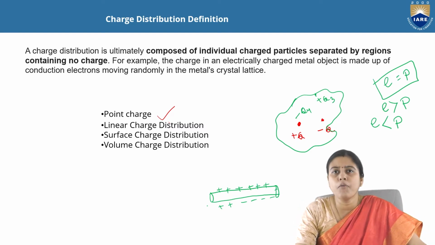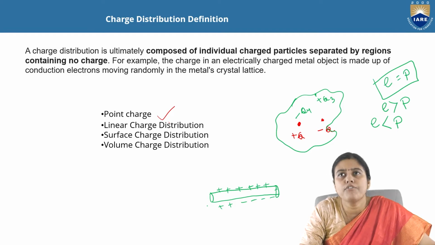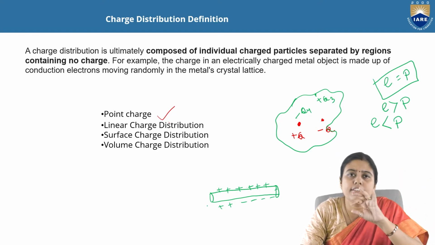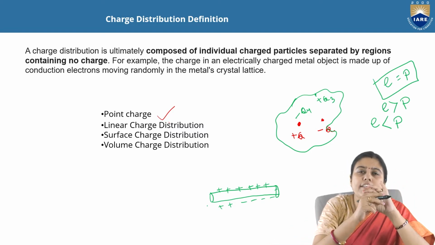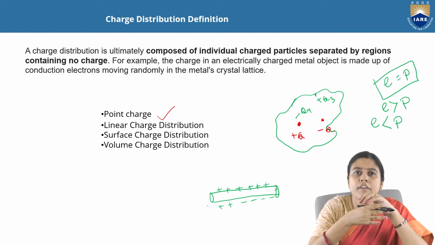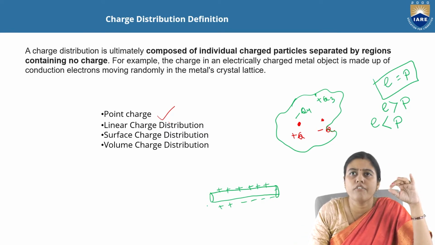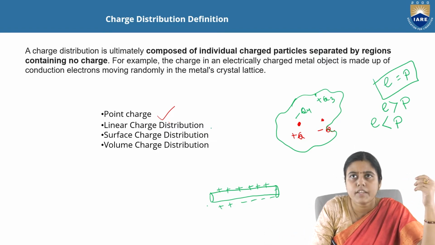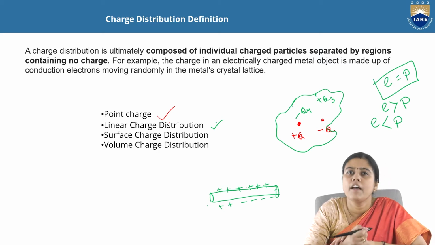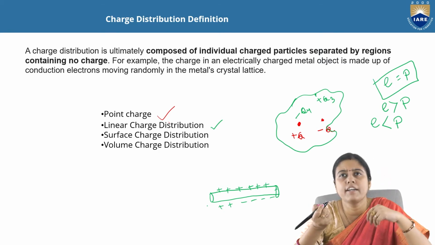When current is flowing, it is a continuous flow of electrons. As this is a continuous flow of electrons, we cannot call this a point charge. This is a continuous charge, and this is called the linear charge distribution. The charge is distributed uniformly on the outer surface of the conductor. So this is the linear charge distribution. Examples are overhead lines, conductors, and cables.